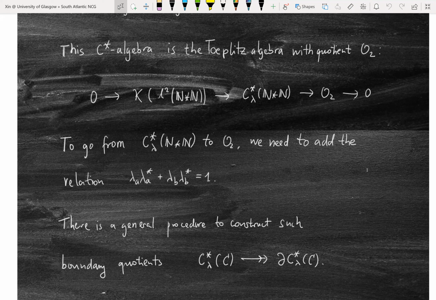I won't say too much about this, but for any category in our sense, you can always form these distinguished quotients, and these turn out to be, for certain purposes, more interesting because, for instance, there's a better chance for these to be simple and so on.